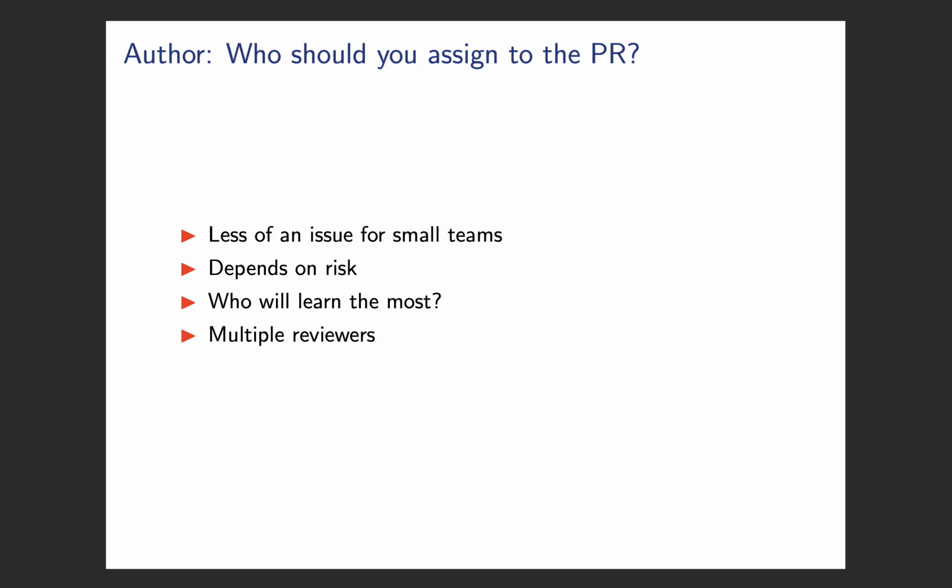Okay, so we've talked about when you should create a PR. Now, who should you assign the PR to? It's not often an issue for us because our teams are so small, but I would say it certainly depends on the risk. If something is high risk, you might want a more senior person to look at it. But on the flip side, thinking again in terms of improving the team through code reviews, you can also consider, hey, who's going to learn the most from reviewing this? Those two are, I guess, in tension. Another thing to consider is having multiple reviewers. I've actually never used that approach, but it might be worth exploring.